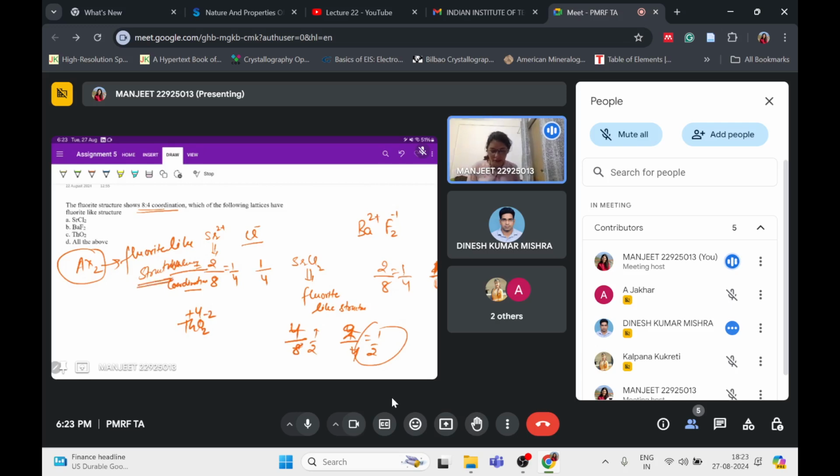In fluorite, the coordination number is 8:4, and if I talk about the anti-fluorite structure, they have 4:8 coordination. So the answer will be all of the above: SrCl2, BaF2, and ThO2 all have the fluorite-like structure.